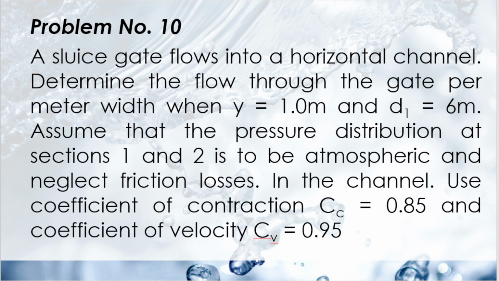Why is it that we are using 1 meter? Because we are asked to have the flow rate per meter width. This is the keyword here: per meter width. So that is B times Y, the base or width of the flume or the gate, multiplied by V sub 2. So we have 6V sub 1 is equal to 0.85 V sub 2.